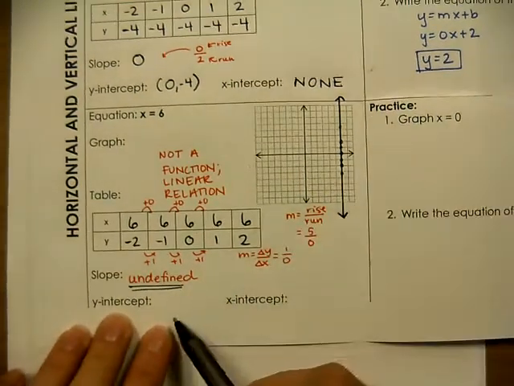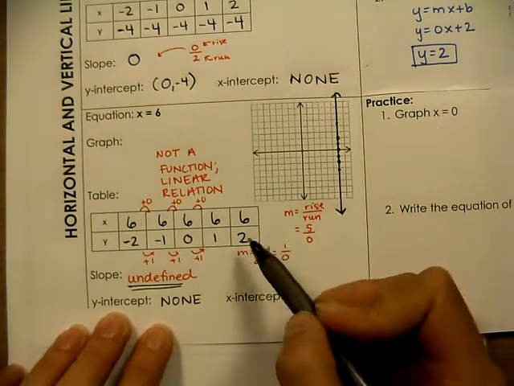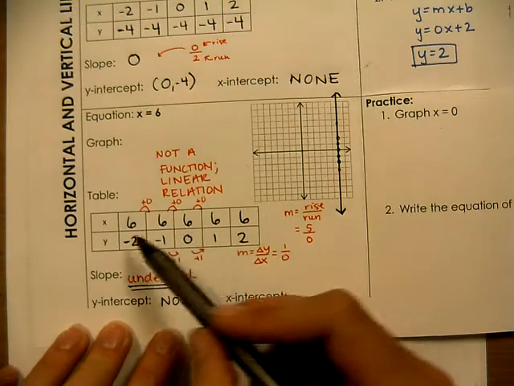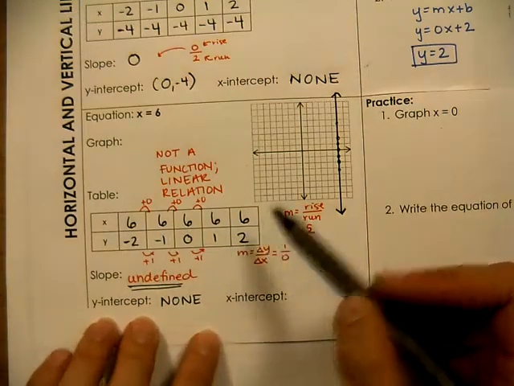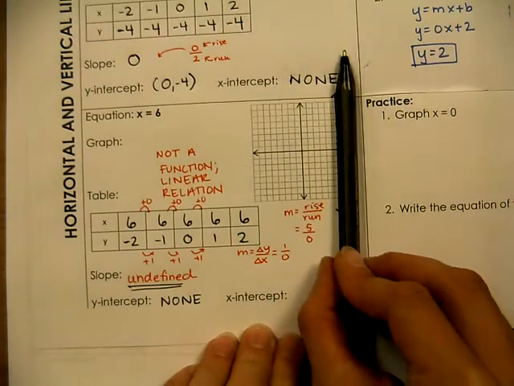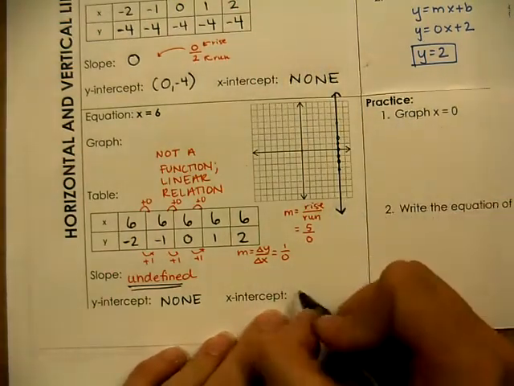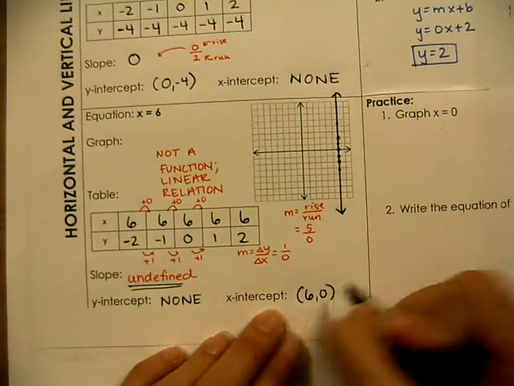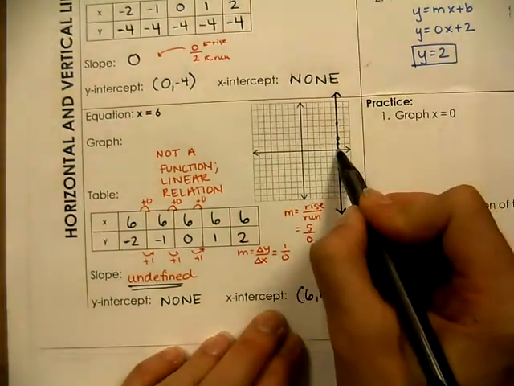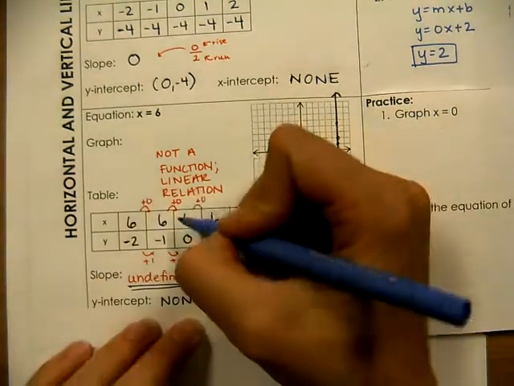Looking at the graph or table, we can see that there is no y-intercept. The y-intercept of the table is when x is 0, but x is never going to be 0. It's always going to be 6. And we see that this vertical line is parallel to the y-axis, so the vertical line will never intersect the y-axis. Now it does have an x-intercept. The x-intercept will be (6, 0), because we cross the x-axis at (6, 0), or you can see that x-intercept in the table at (6, 0).